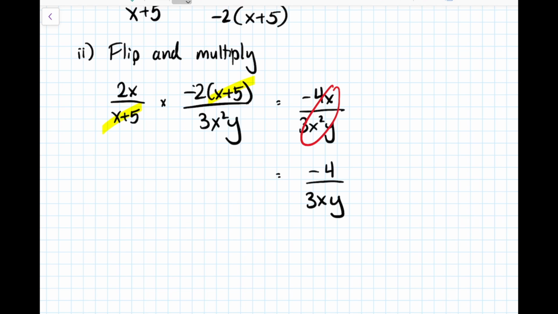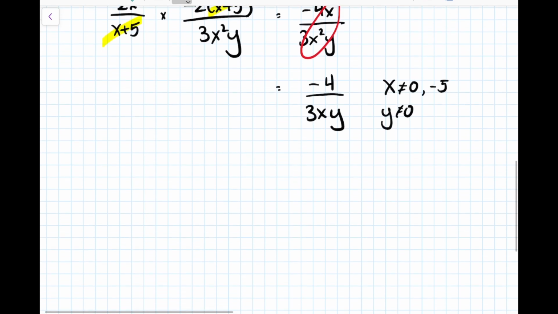So for my NPVs, I've got a few here. So x can't be 0 and y can't be 0. We can see that from just our final answer. But we also have x can't be negative 5 from that x plus 5 that we had right at the beginning. Moving on to another one.